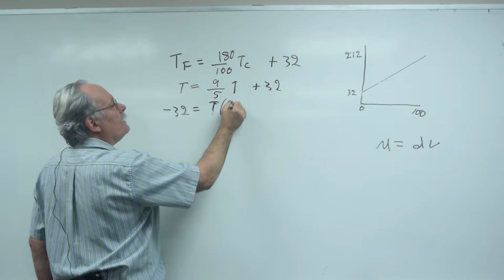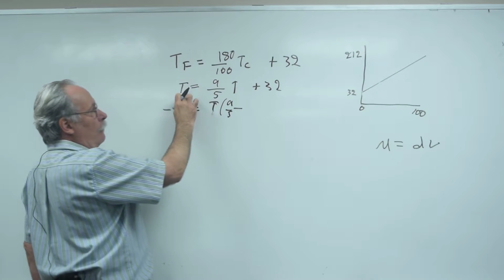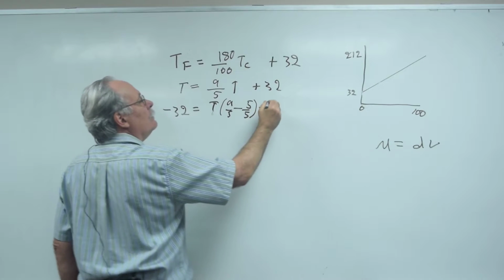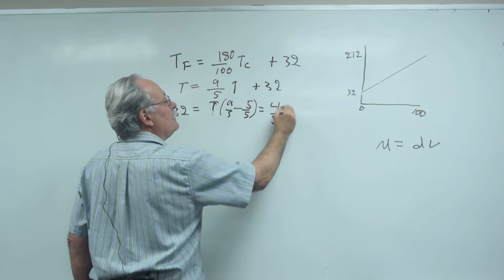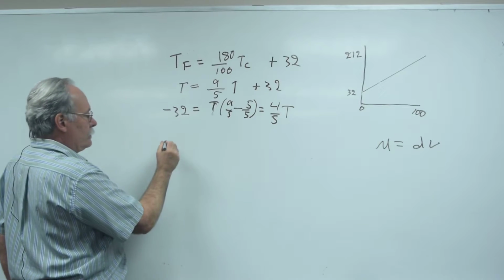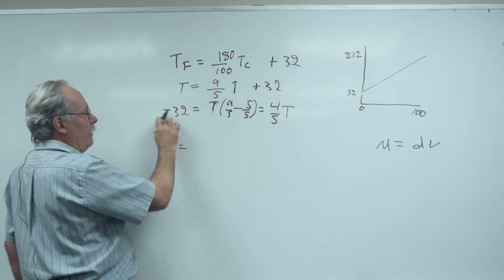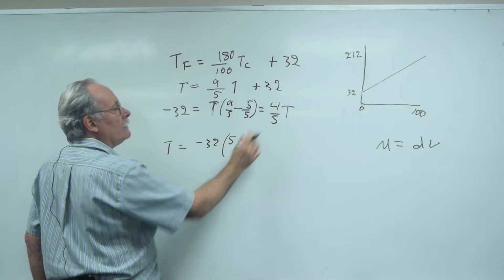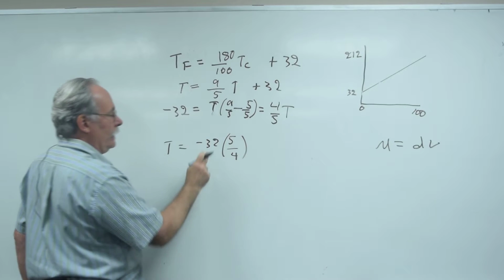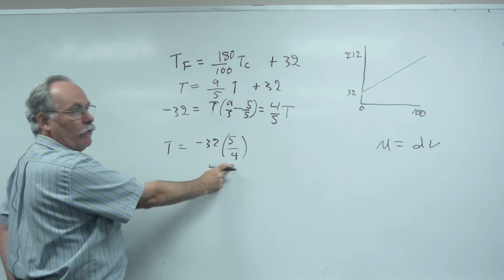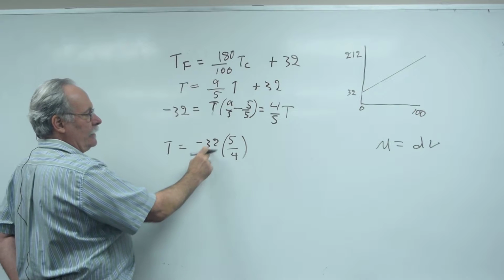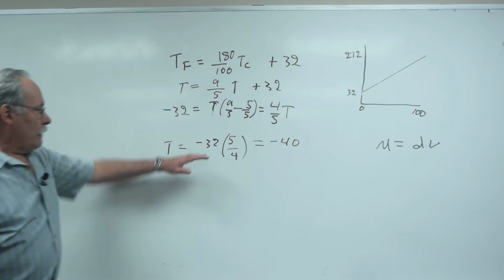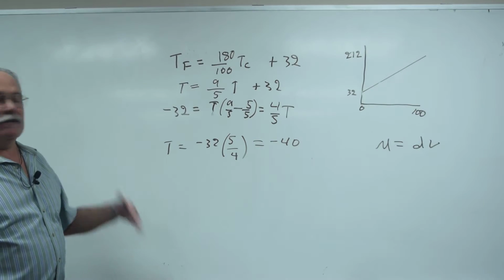So I have 9/5 minus, now 1 is 5/5, so if I bring that over here, which is equal to 4/5 T. Now I solve for T, so T is equal to minus 32 times 5 divided by 4. Okay, now 32 divided by 4 is 8. 8 times 5 is 40, so this is minus 40. So at minus 40, the two temperature scales converge.